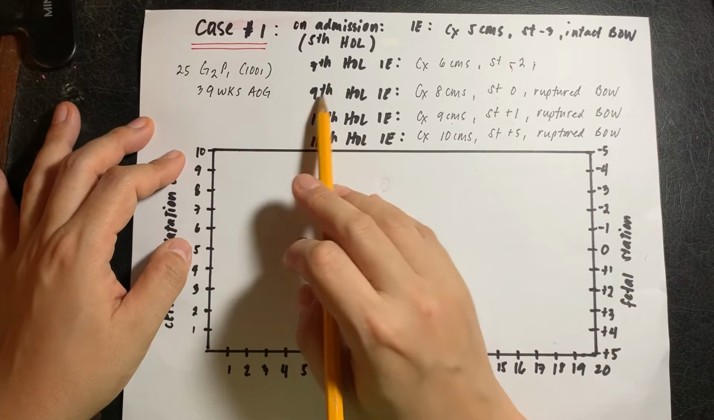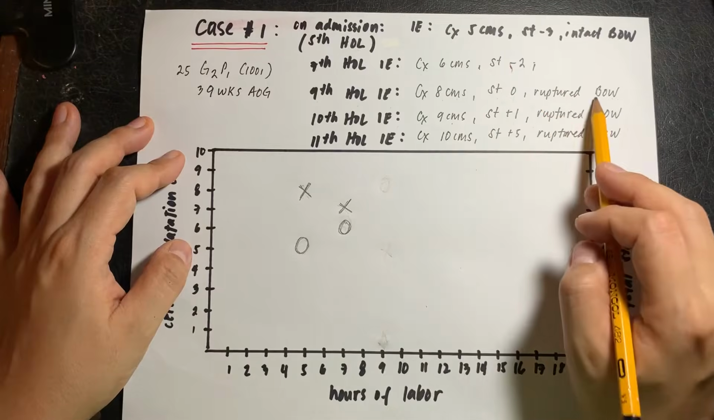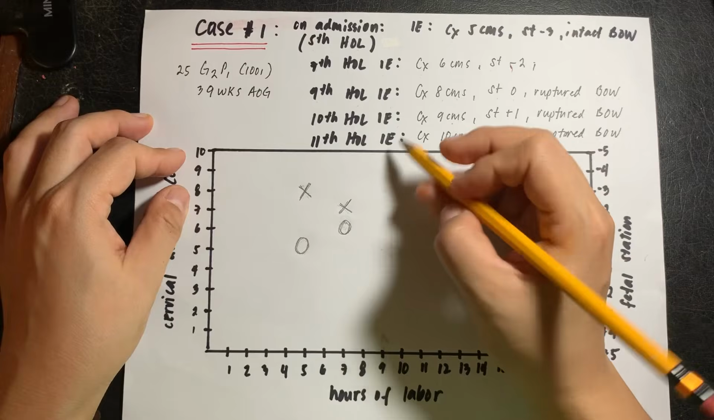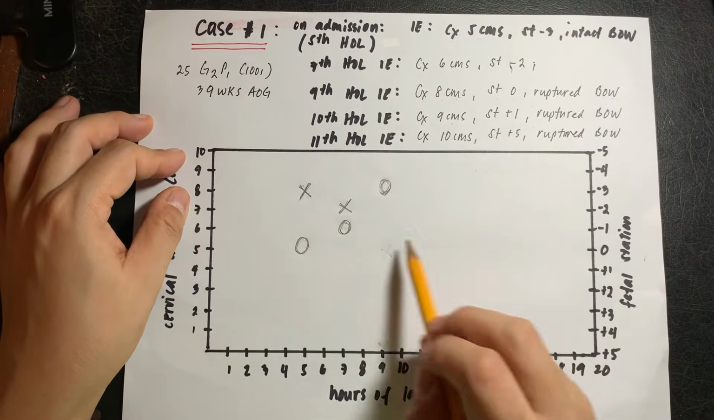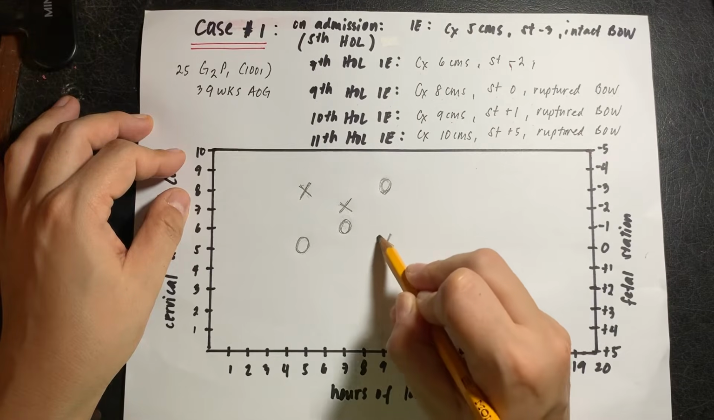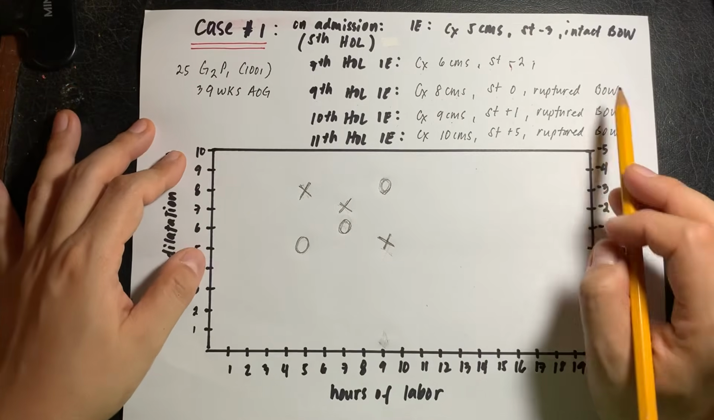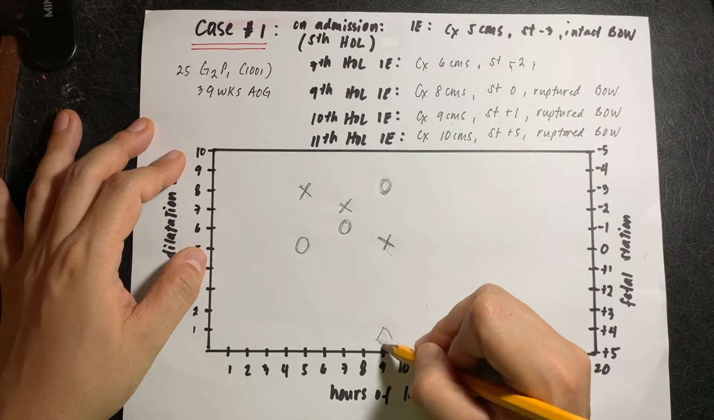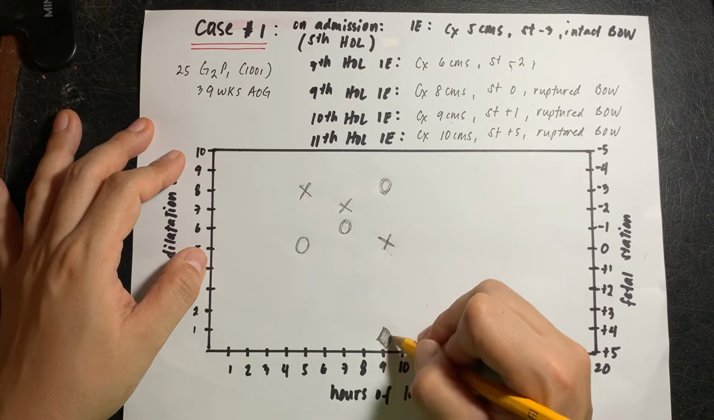On the 9th hour of labor, we have a cervical dilatation of 8 centimeters and station 0 with ruptured bag of water. So at the 9th hour, we have 8 centimeters cervical dilatation and station 0. Put an X there, and then for the ruptured bag of water, the symbol is a diamond. Just mark it with a diamond symbol.